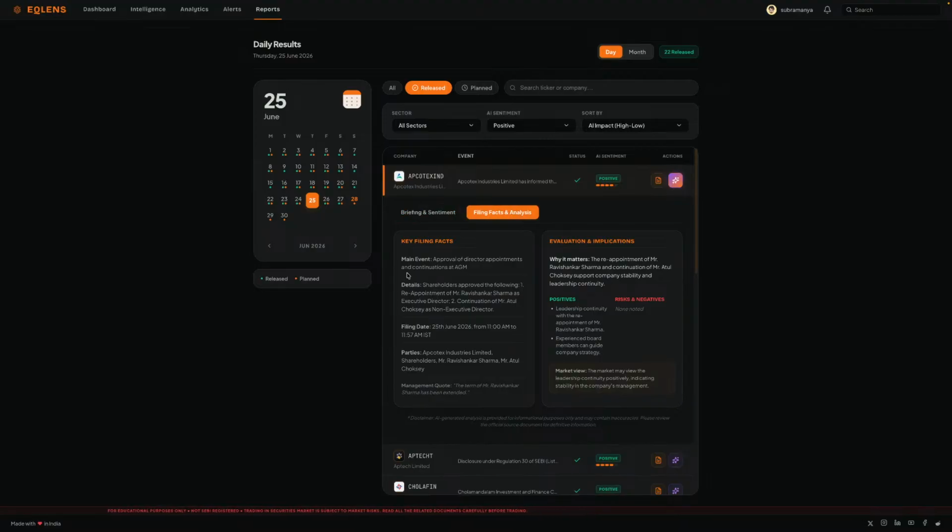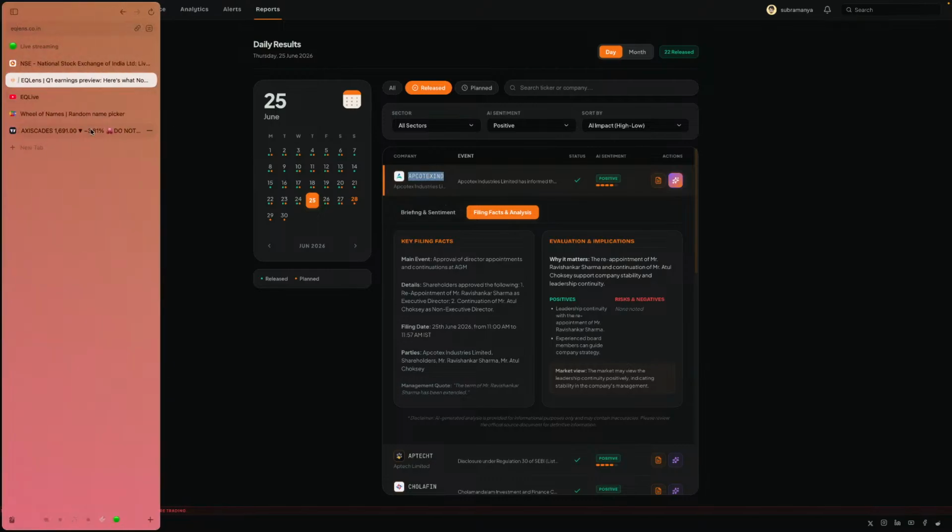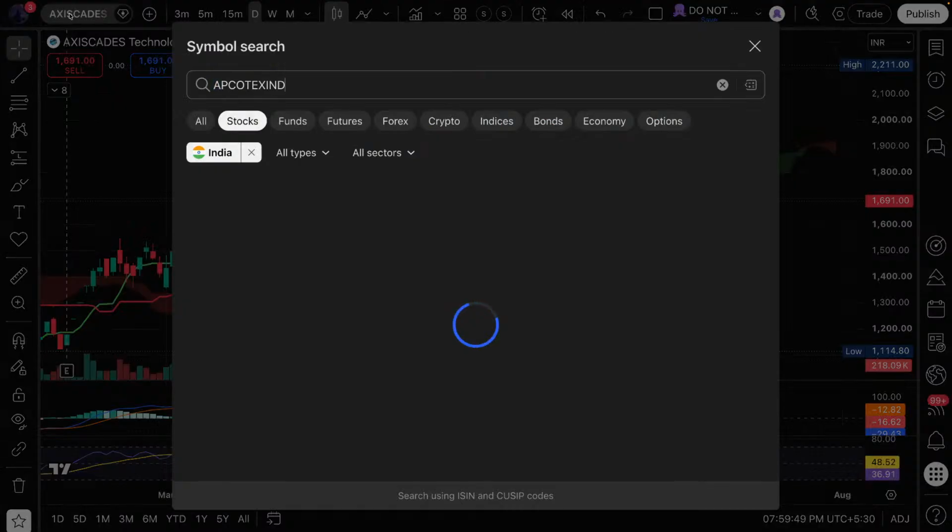So that's why I told you to just go through the documents itself if you get a summary. Mainly when you read this summary, you know that it's general information. Approval of director appointments, then why it matters. The reappointment of Mr. Shankar Sharma and continuation of Mr. Atul Choki support company stability and leadership. Okay, it's general information. So anyways, I'm gonna check the technicals for this particular stock as well, how it's going.